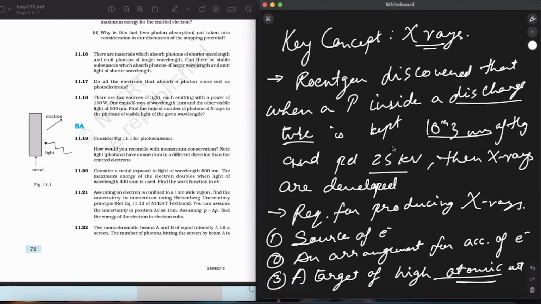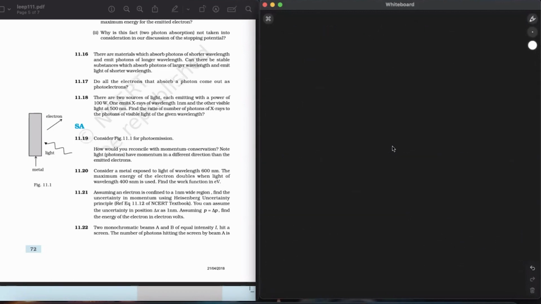Most of the people don't pay heed to X-rays, and I'll say that it is not very important for the examination as well. But sometimes one question may come out of this. So whatever I wrote right now, that is enough for X-rays. The test we can solve by simply using the wavelength and other formulas.